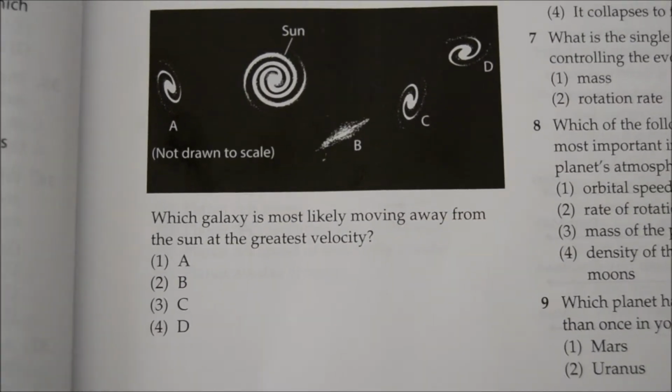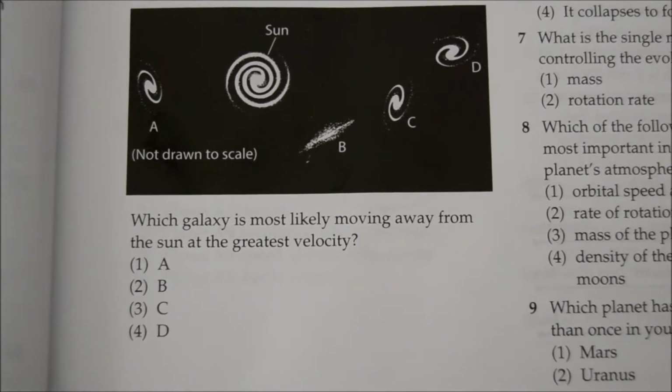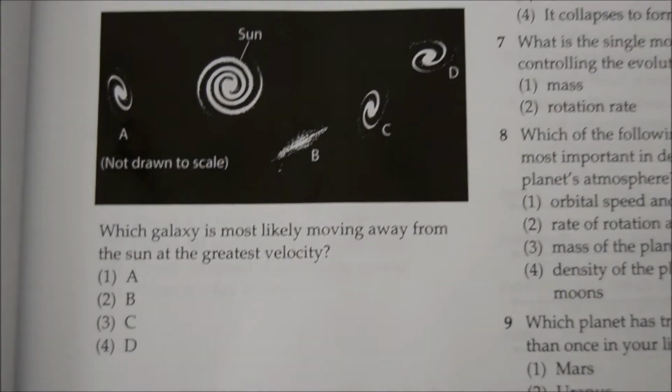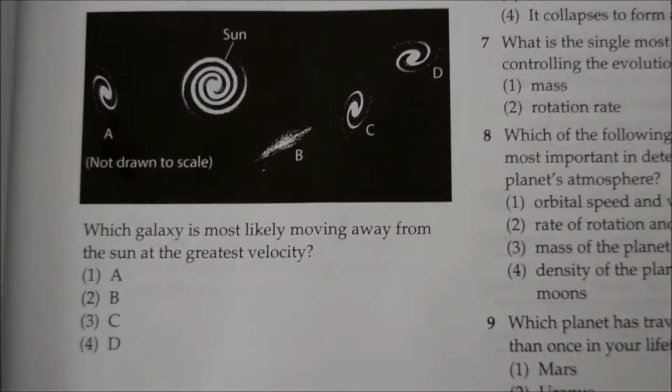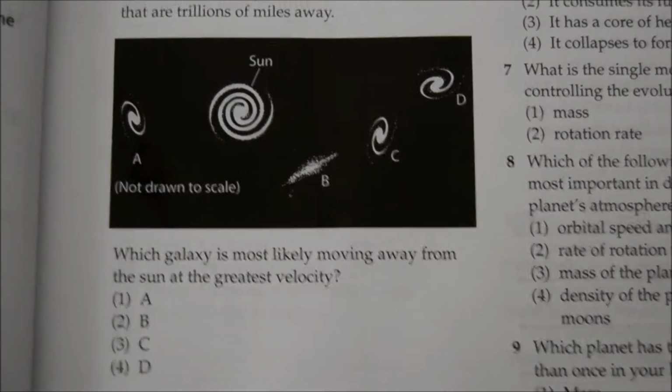Which galaxy is most likely moving away from the sun at the greatest velocity? Well, that one is going to be the one that's furthest away because there's less attraction. So that one would be galaxy D.